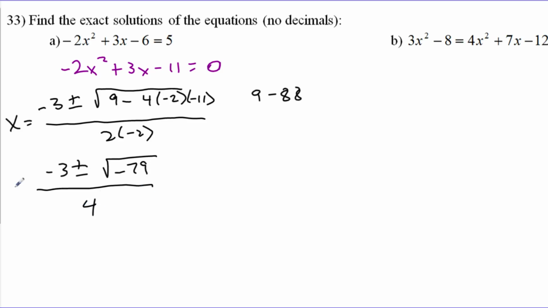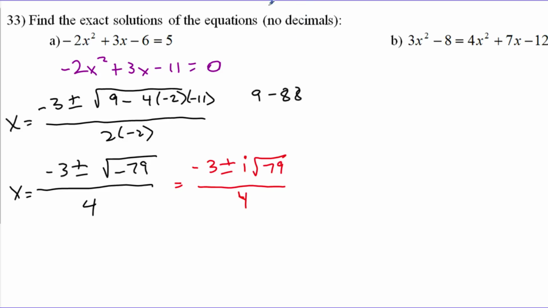Okay, 79, fortunately for us, doesn't have any perfect squares in it, but we do need to get this negative 1 out of the radical, which, remember, the square root of negative 1 is i. So my final answer here is negative 3 plus or minus i times the square root of 79, all over 4. This would be the most simple version. Again, we're not square rooting 79 and not getting any decimals. We're going to leave it in radical form.